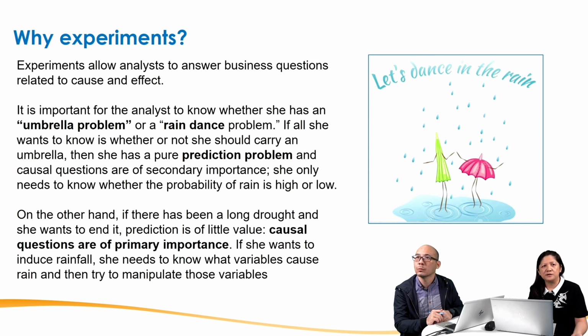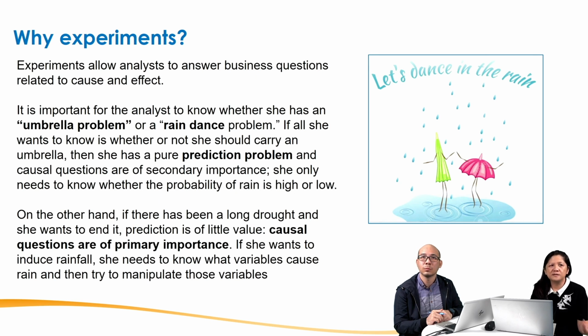So causal questions, i.e. cause and effect, are of secondary importance to you. You only need to know whether the probability of rain is high or low, so that you will carry an umbrella. On the other hand, if there's a long drought and you want to end the drought, then prediction is of little value. In this case, you are interested in causal questions, i.e. cause and effect questions will be of primary importance to you.